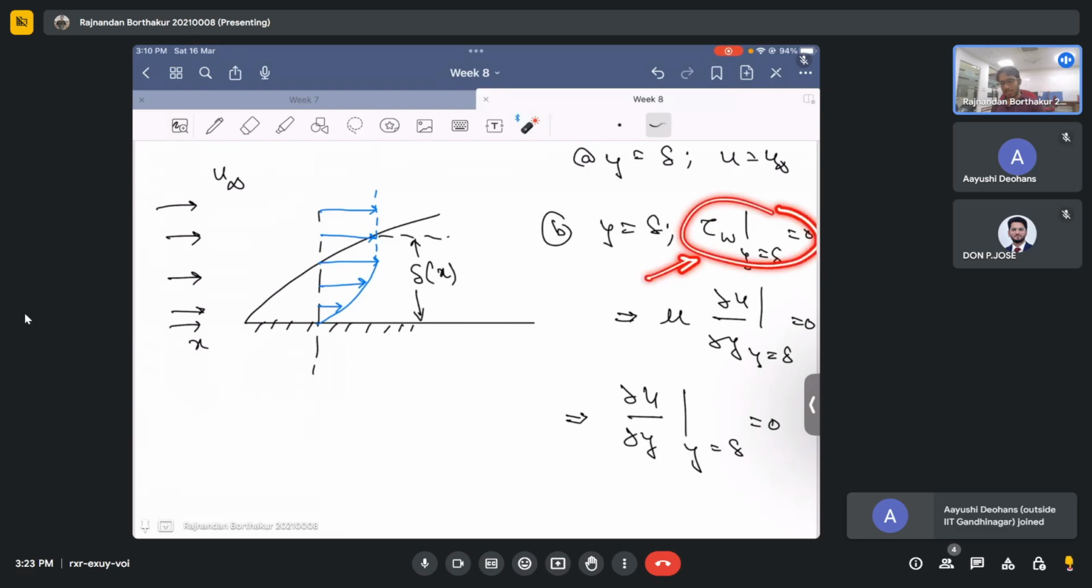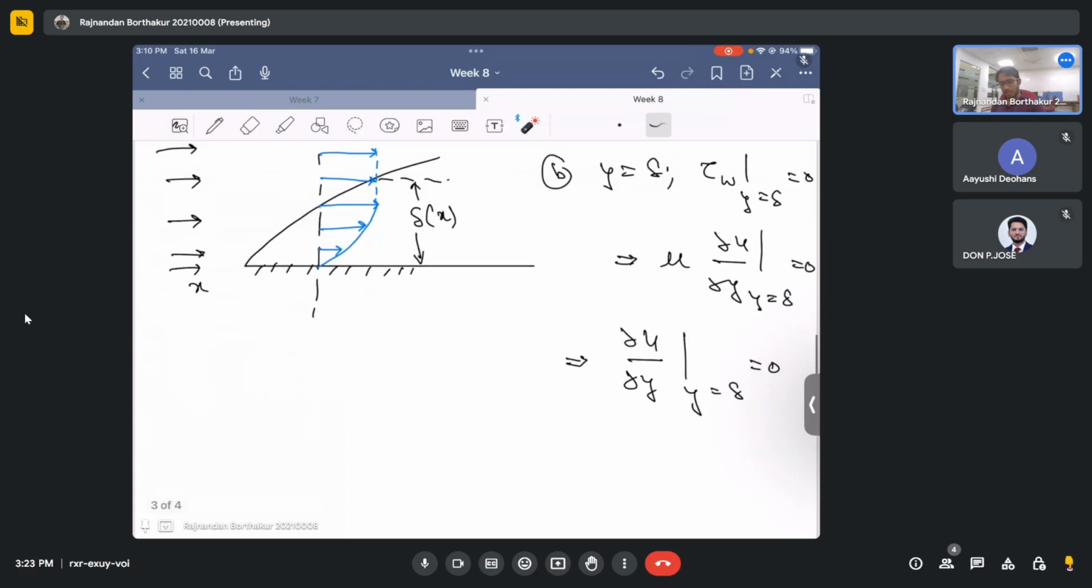This is the more fundamental principle, and you are writing the CA stress as just del u by del y times del. The CA stress is del u by del y plus there should be at least del v by del x, but you are equating del v by del x equal to 0. So then you can write that del u by del y is approximately equal to 0 at y equal to delta, but its second derivative may not be equal to 0.